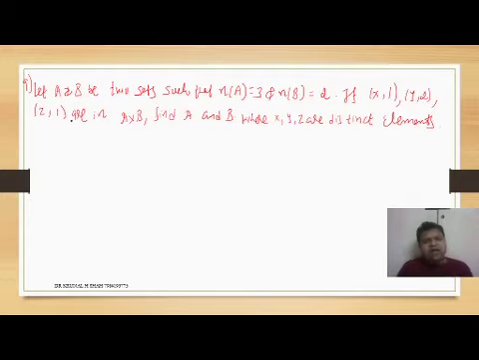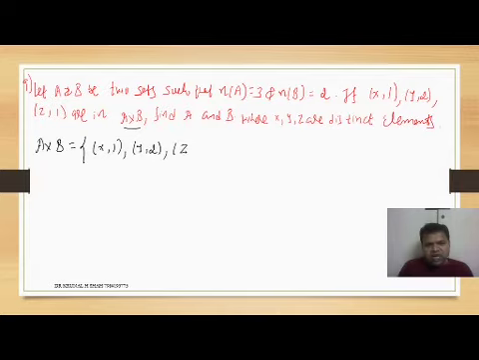Number 9. Let A and B be two sets such that n(A) equals 3, n(B) equals 2. What do you mean by n(A)? Number of elements of A. These are 3. Number of elements of B. These are 2. If (x, 1), (y, 2), (z, 1) are in A cross B. Meaning A cross B equals, what is this? If I write it in order form, this will be (x, 1), (y, 2), (z, 1).